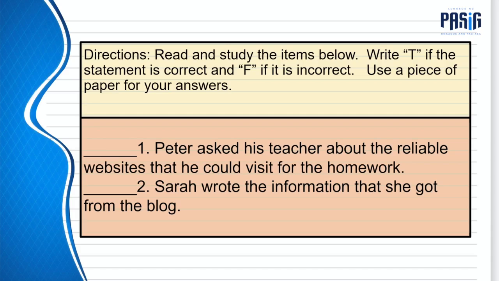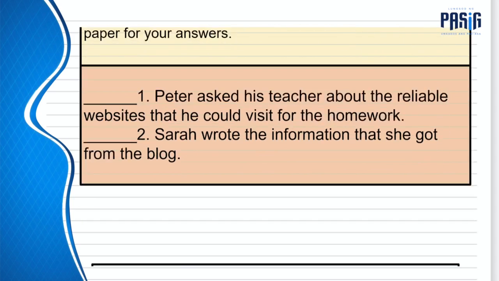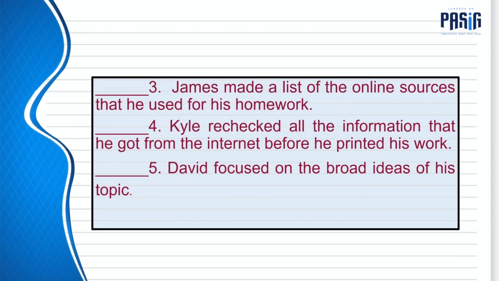1. Peter asked his teacher about the reliable websites that he could visit for the homework. 2. Sarah wrote the information that she got from the blog. 3. James made a list of the online sources that he used for his homework. 4. Kyle rechecked all the information that he got from the internet before he printed his work. 5. David focused on the broad ideas of his topic.